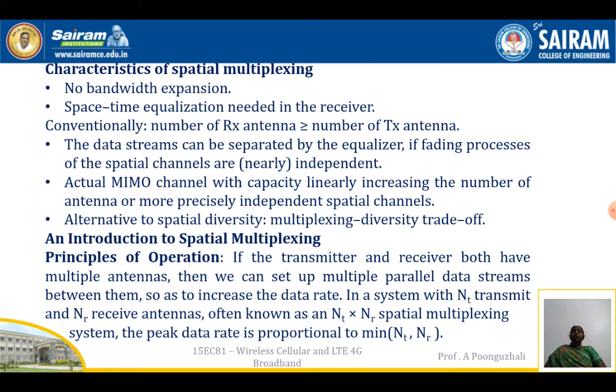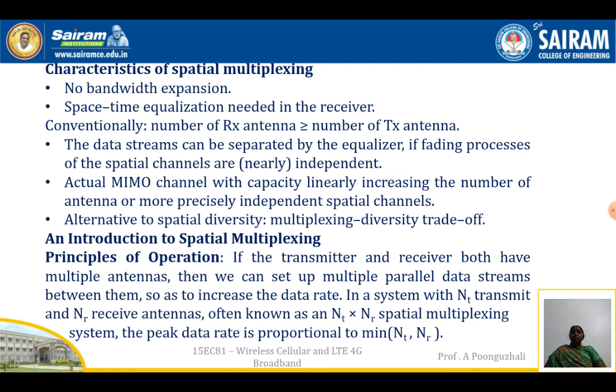We take the actual MIMO channel here. When we take the actual MIMO channel, the MIMO channel capacity increases linearly with the number of antennas, and more precisely it is independent of the spatial channels. So the alternative to spatial diversity is going for multiplexing. When I go for multiplexing, I should accept a diversity trade-off.